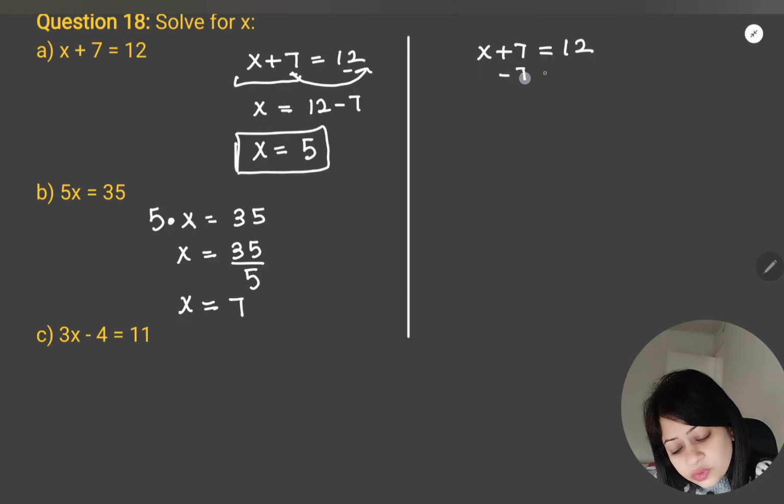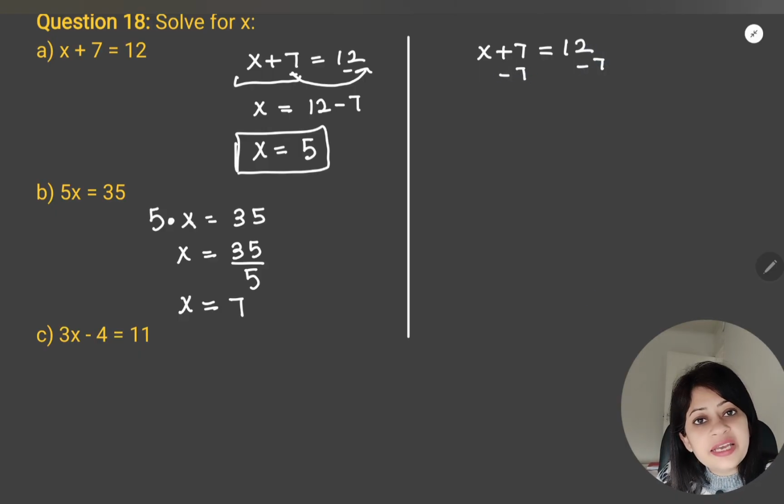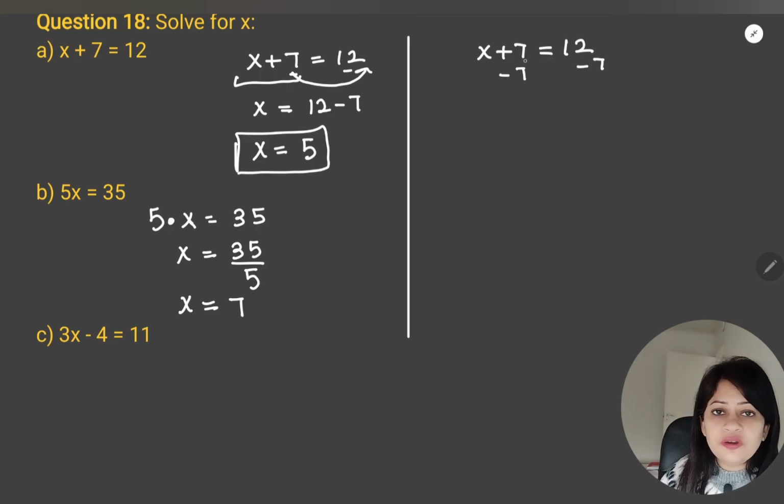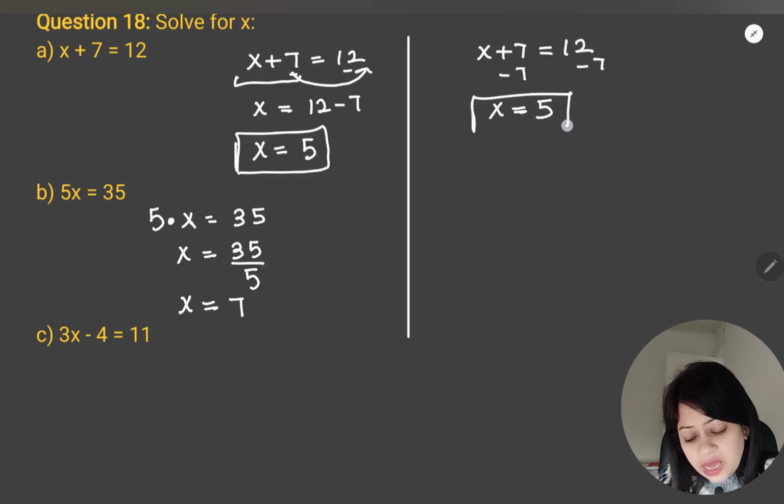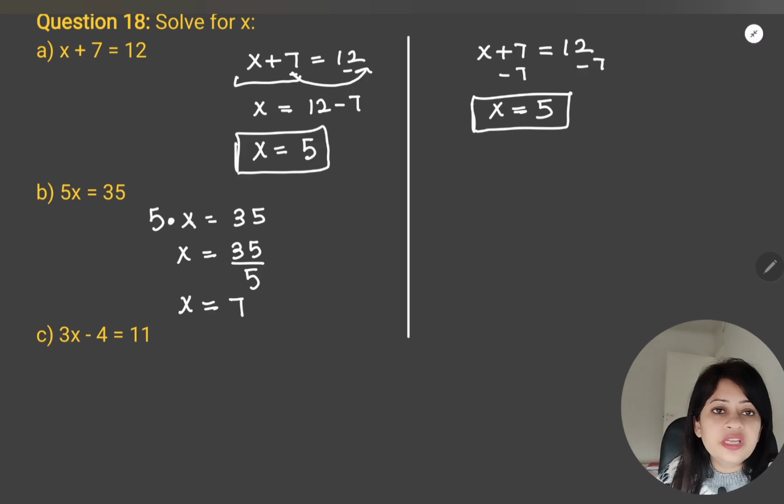Subtract 7 from both sides because x is selfish. Because x wants to live alone. So he subtracts 7. Whatever is there with x, we will divide or multiply or subtract, whatever we need to do, we will do that. Okay. So you will get just x here, and what is 12 minus 7? 5. Either you can do with this method or this method.